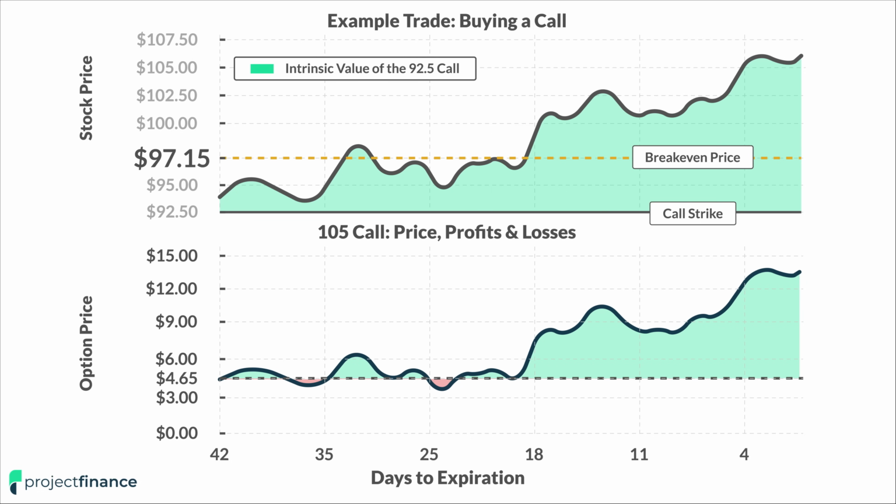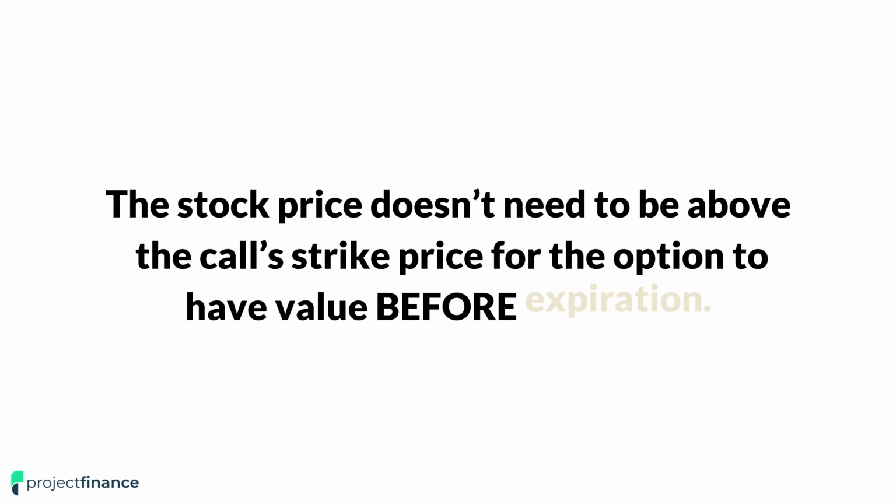This means that if the stock price is $97.15 at expiration, the call will be worth $4.65, which is the same as the purchase price, and therefore the trader won't make or lose any money. So in order to make money on a call option purchase at the time of expiration, the stock price needs to be higher than the break-even price. But the stock price doesn't need to be above the call's strike for the call to have value.